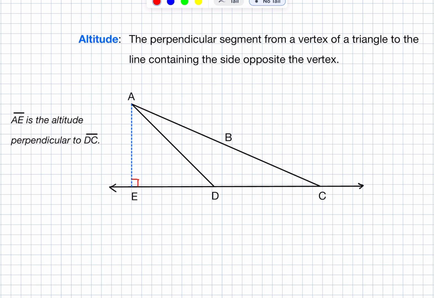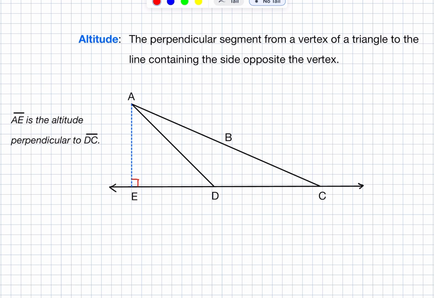So in this case, we're going to start from vertex A, and it's going to extend to the opposite side of the triangle. So the opposite side of this vertex is side DC. Okay, now if I extend this out inside the triangle, we are not going to be able to create an altitude because the altitude has to be perpendicular to the side DC. So we're going to extend this side out, and now we can go ahead and extend the altitude out.